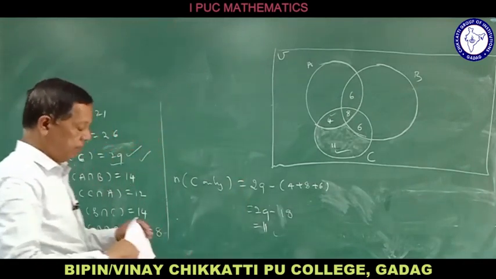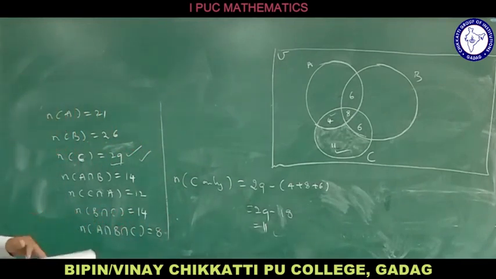So I hope that this is the problem which we can see in short with the help of the Venn diagram. One more class I will take for this set theory, and the problems I have left now will continue in the next class.